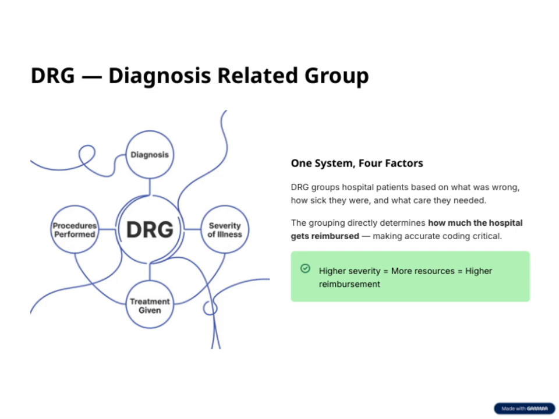Now, the way this works is through DRGs, or diagnosis-related groups. Basically, DRGs categorize hospital patients based on what was wrong, how sick they were, and what kind of care they needed. This grouping helps streamline billing and resource allocation. And remember, this system is built on one core idea. It's a unified system with 4 key factors that determine reimbursement. So, understanding DRGs and their role is essential to grasping how hospitals manage their resources and funding effectively.